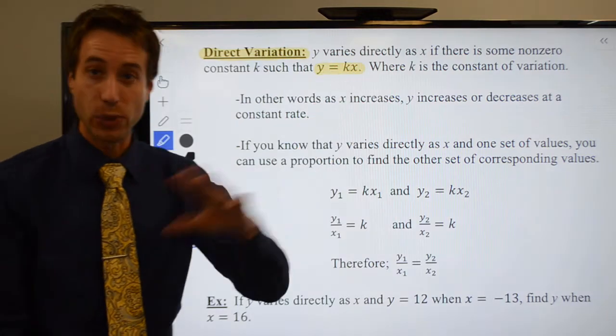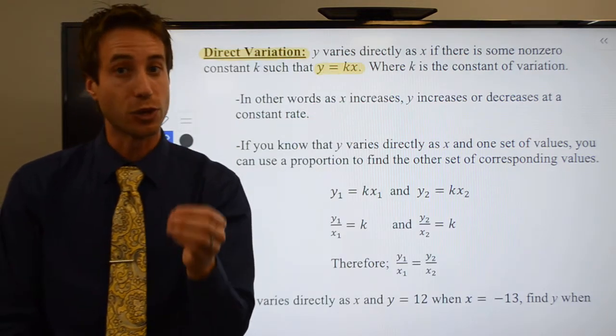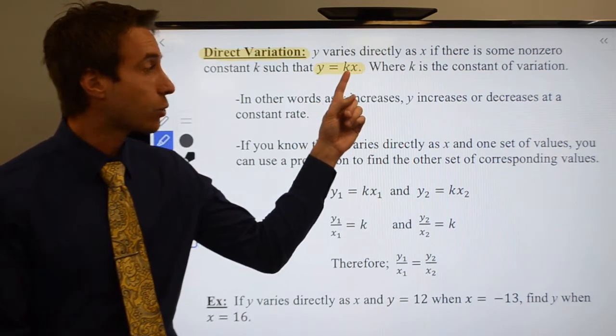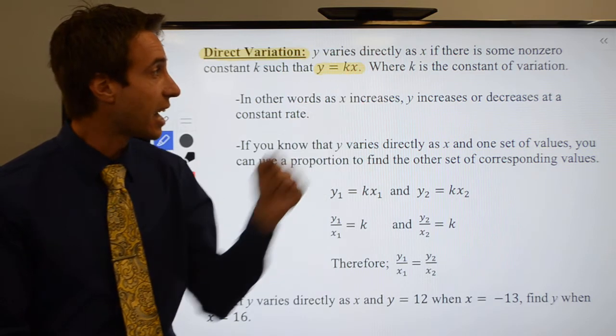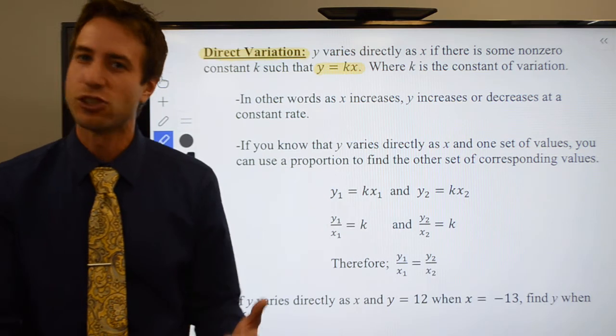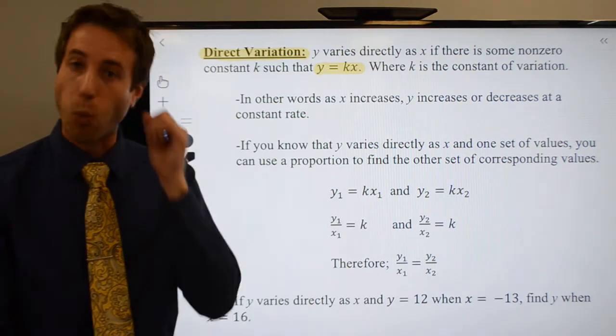Y equals kx. We recognize k. We know that that is our constant of variation. If you were to graph this function, k would be your slope. So y equals k, the constant of variation, times x. Again, I tell you k is the constant of variation, but it's just a fancy way of saying slope in this section.